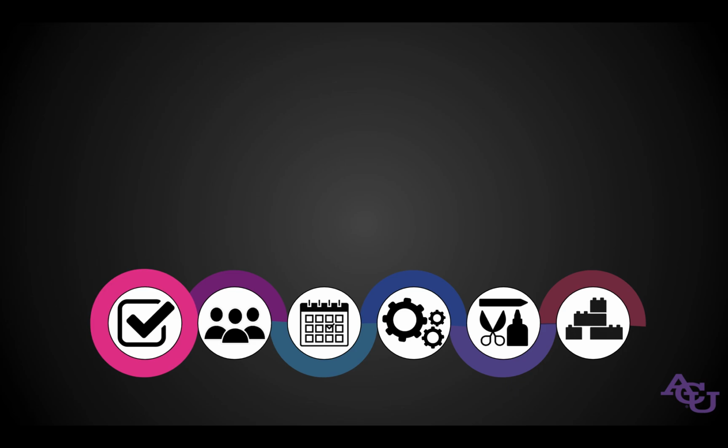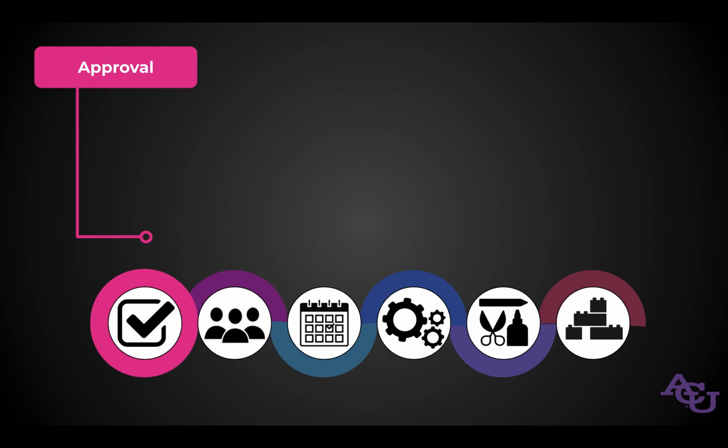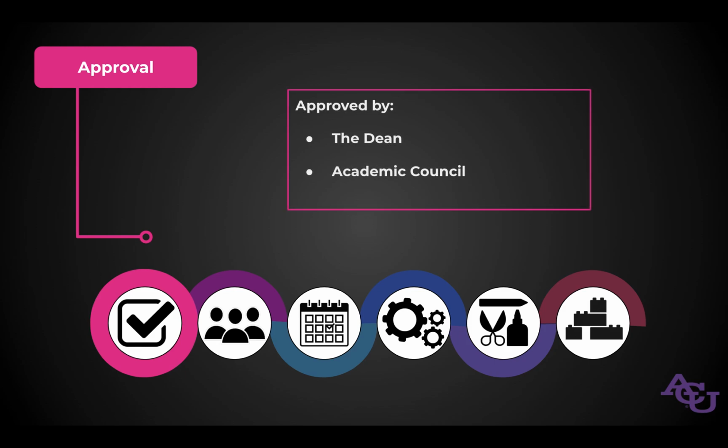When a new program is presented to Academic Council, it contains the degree plan, including existing courses and any new courses that must be developed. This is all approved by both the Dean and Academic Council.